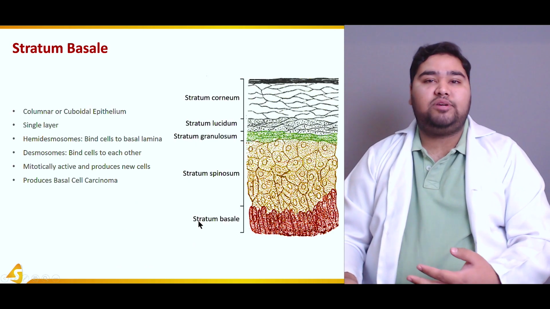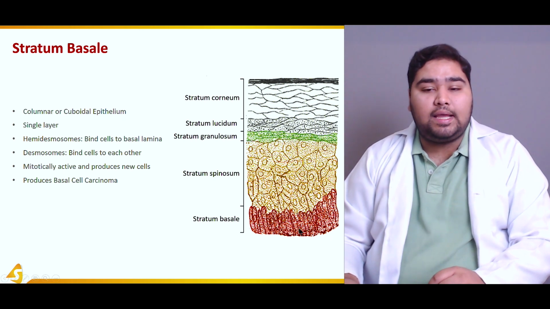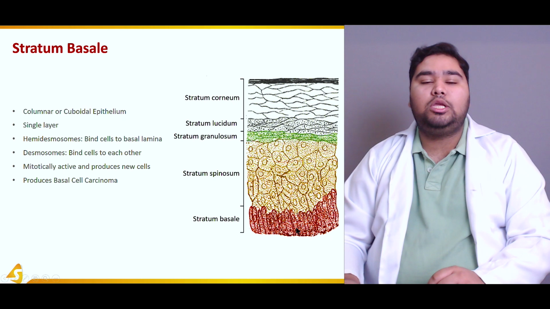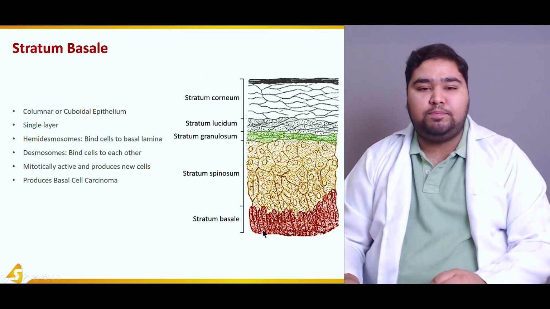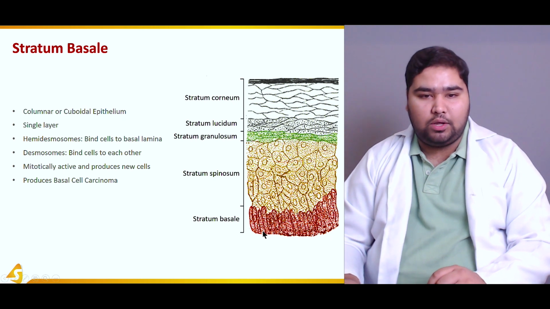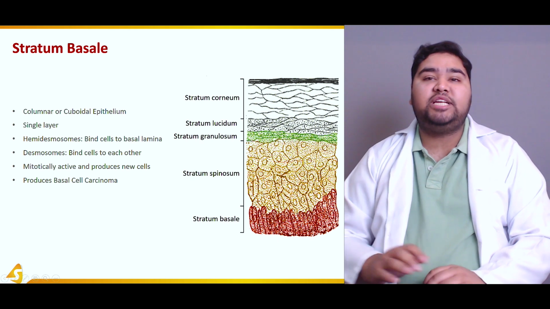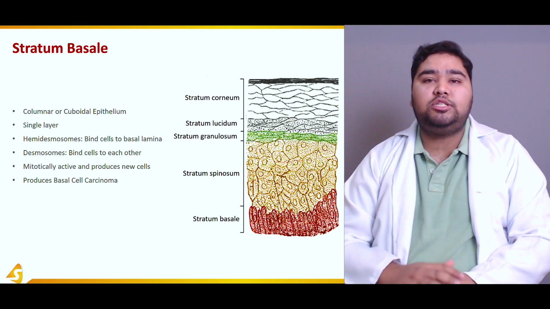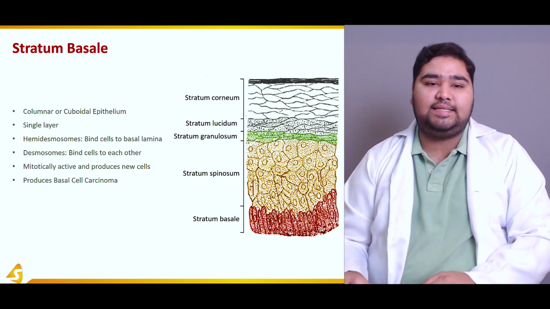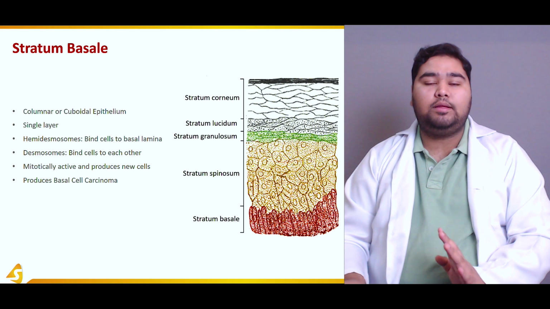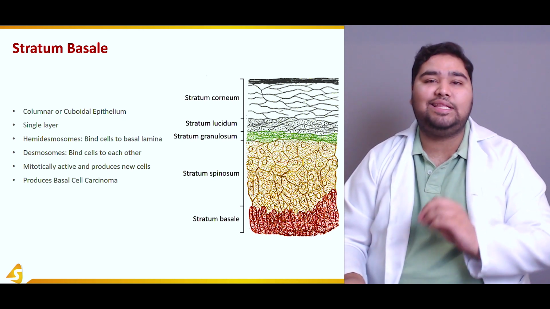Let's take a look on stratum basale in a little detail. Stratum basale is composed of a single layer of columnar or cuboidal epithelium. It has hemidesmosomes which bind the cells to the basal lamina below and desmosomes which bind the cells to each other. It is mitotically active and it continuously produces new cells. It is the site of origin of basal cell carcinoma. Okay, you have to remember basal cell carcinoma originates from cells in the stratum basale.